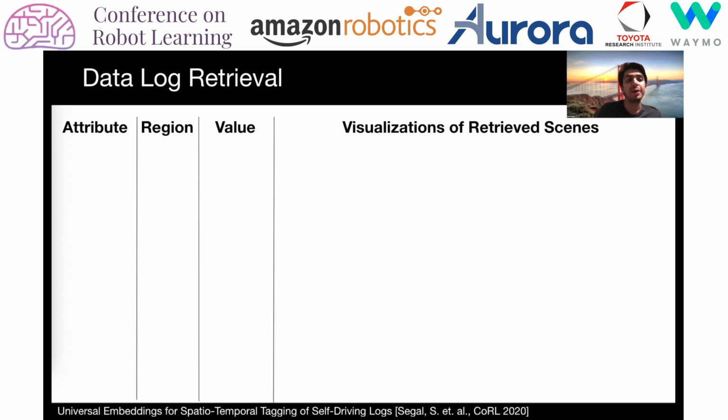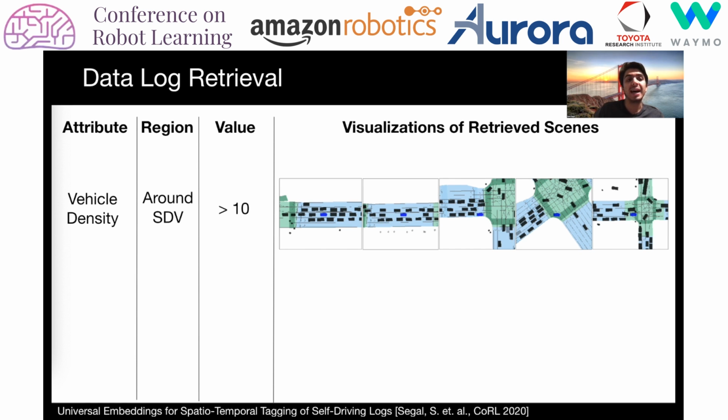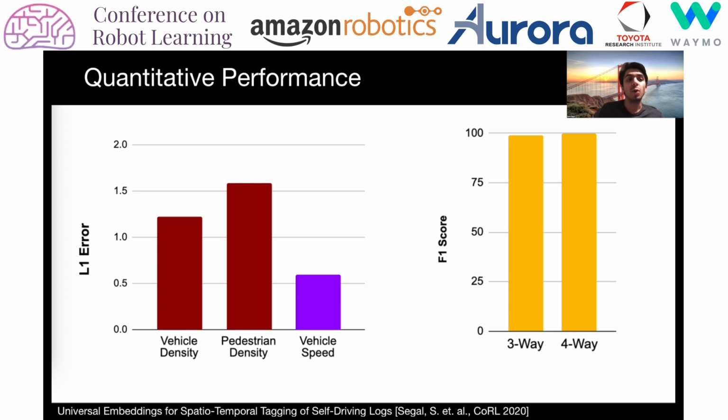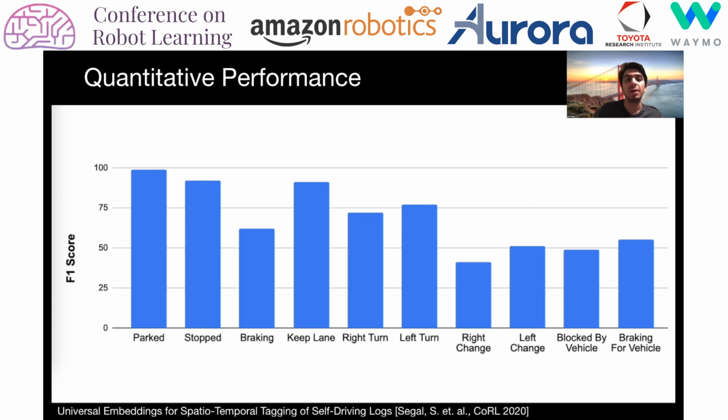We also evaluate our model in the retrieval setting, returning logs with a desired tag value. For example, in the first row, we show scenes tagged with vehicle density greater than 10 around the SDV. In the second row, we show scenes where there is a vehicle tagged as turning in front of the SDV. Quantitatively, we see that our model simultaneously attains good performance across the continuous attributes of density and vehicle speed, measured by L1 error, map topology attributes measured by F1 score, and the actions and interactions also measured by F1 score.